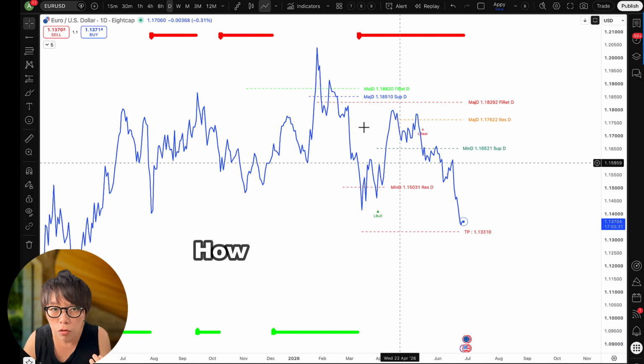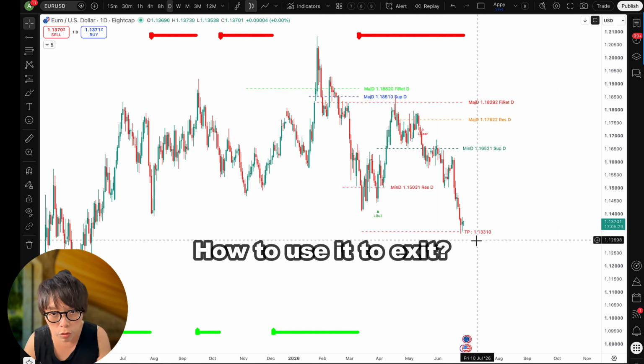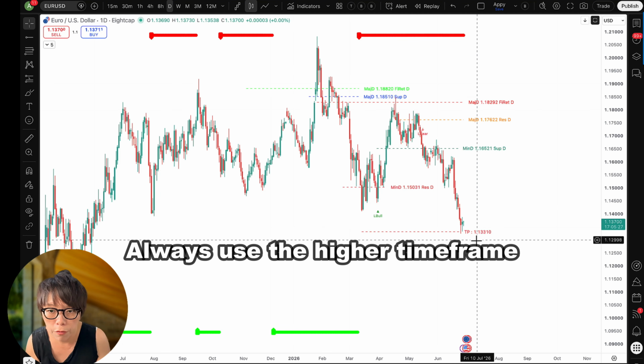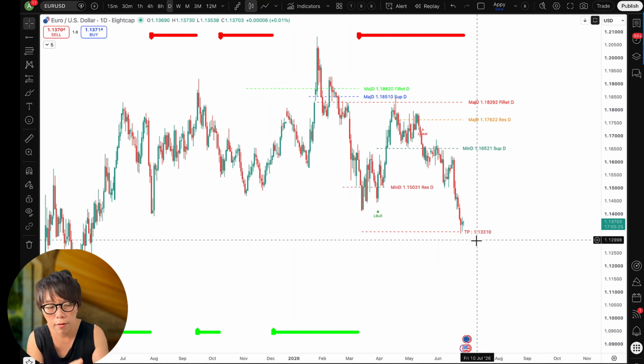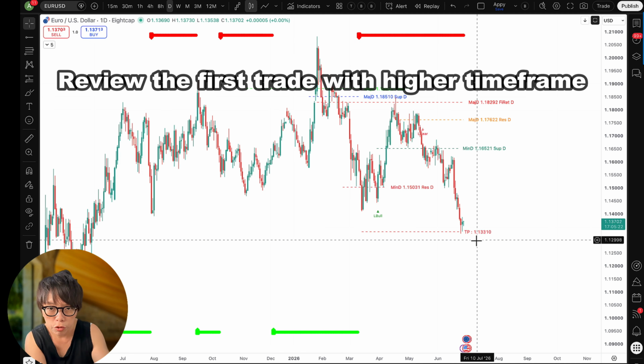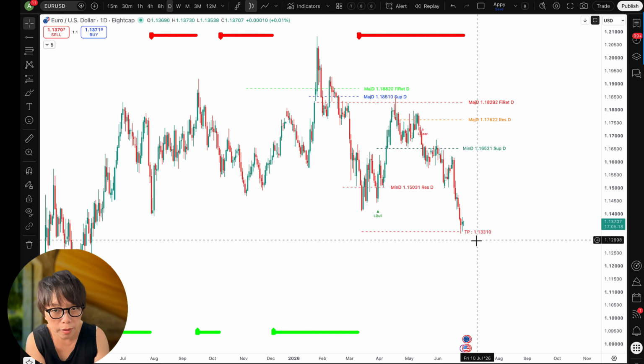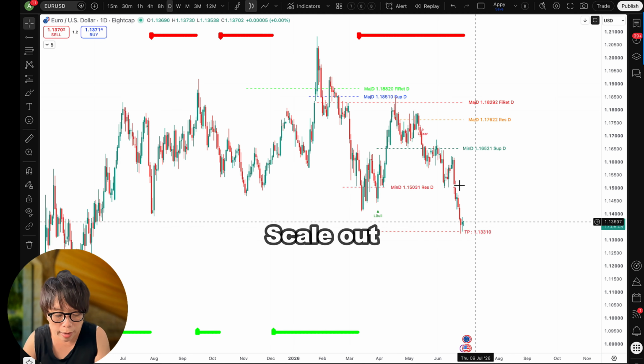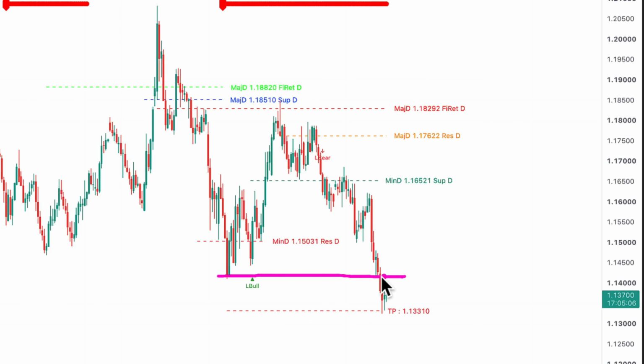And then how do I use it to exit? I always use the higher time frame for my exit. That means that I always will build the first trade with the higher time frame. So for example, in a day, and when I become successful, I will continue the trade in the lower time frame, which is actually a 4-hour trade, but I would scale out. Scale out means that when it comes to a certain support level, I will scale out, and then when it hits that target profit, then I will exit my entire trade.